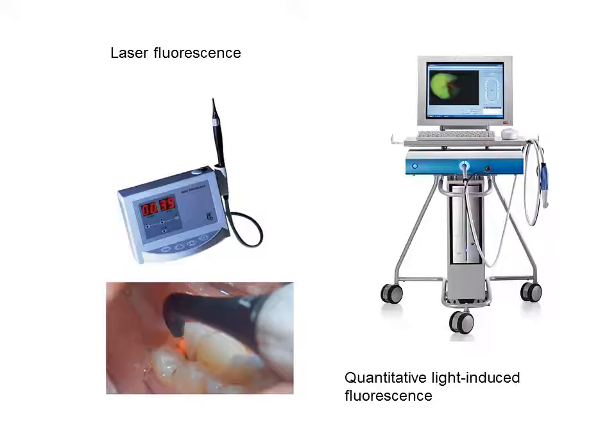On the right-hand side of the screen is the quantitative light-induced fluorescence device, and there's some interesting work going on at the moment with this particular technology. This technology is useful because it is able to quantify, using the fluorescent indices of enamel, mineral loss from a tooth surface. So it's very useful in smooth surface lesions to determine whether those lesions are losing more minerals or gaining minerals over time.